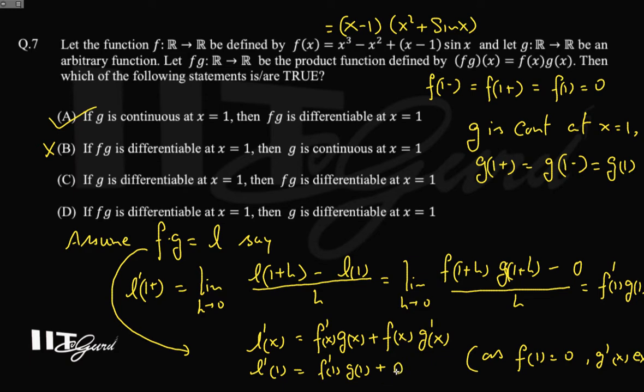Finally, we conclude that L dash of 1 is equal to f dash 1 into g1. This shows that if g is differentiable at x equal to 1, then L of x is also differentiable. Correct, so this option is also correct. C option is also correct. Now check the D option. Once again it's the same thing: if g is differentiable at x equal to 1, then g is differentiable at x equal to 1. So this will not be true. So only A and C options are correct, and the answer is A and C.